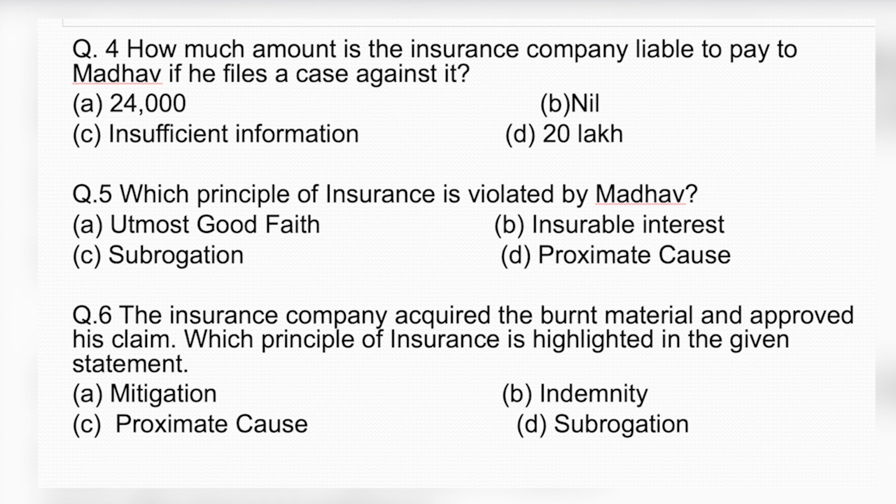Question number 5 is, which principle of insurance is violated by Madhav? Option A is utmost good faith, option B is insurable interest, option C is subrogation and option D is proximate cause. The last question is, the insurance company acquired the burnt material and approved his claim. Which principle of insurance is highlighted in the given statement? A is mitigation, B is indemnity, C is proximate cause and the D is subrogation.